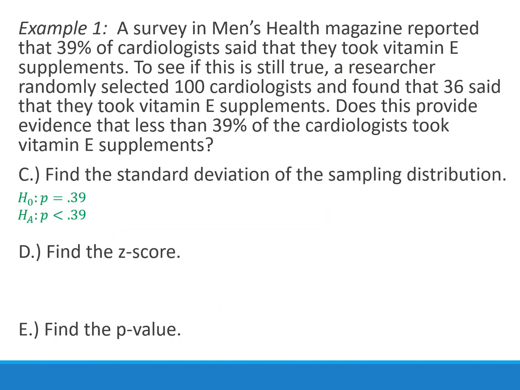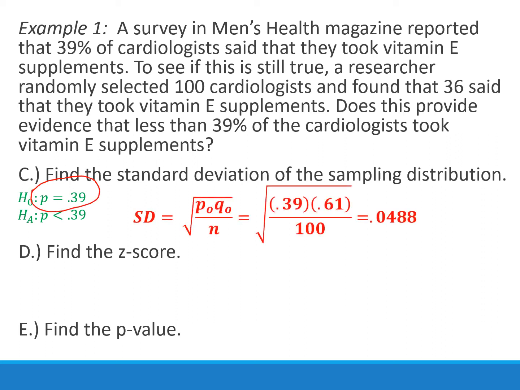Part C, find the standard deviation, and we want to use this null hypothesis value in our standard deviation. Okay, standard deviation is the square root of PQ over N, using 0.39 as the P and the corresponding Q. So 0.39 times 0.61 over the sample size, 100. Gives us a standard deviation of 0.0488.